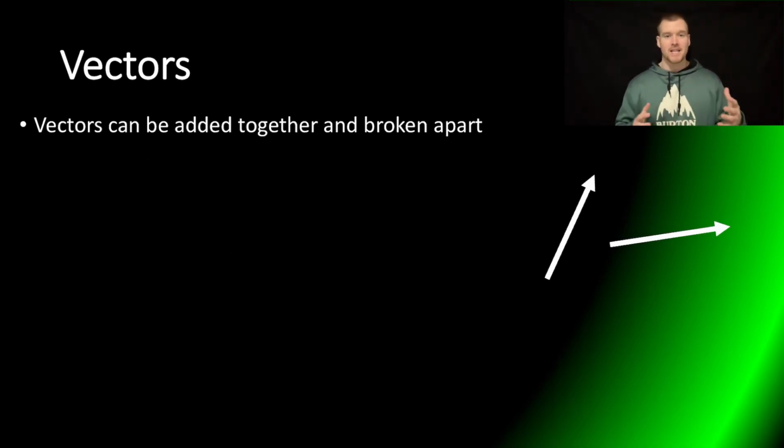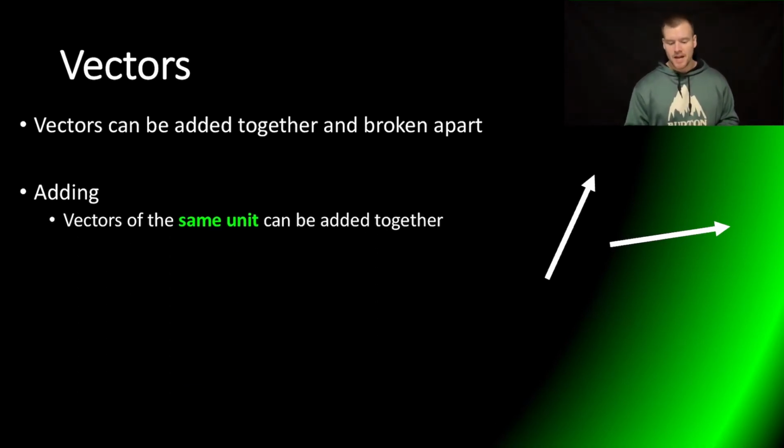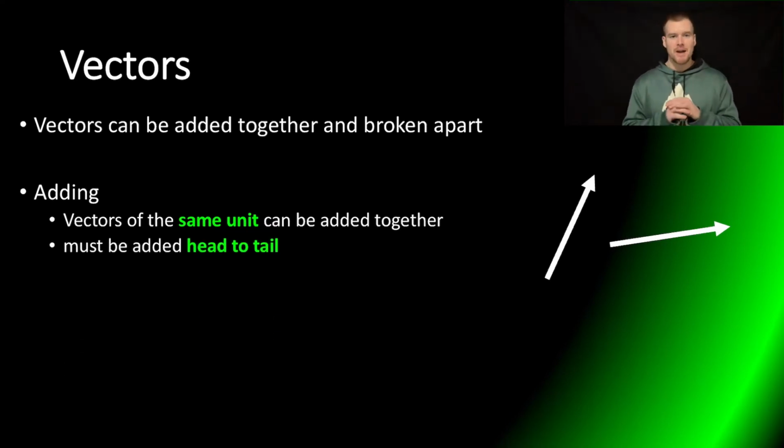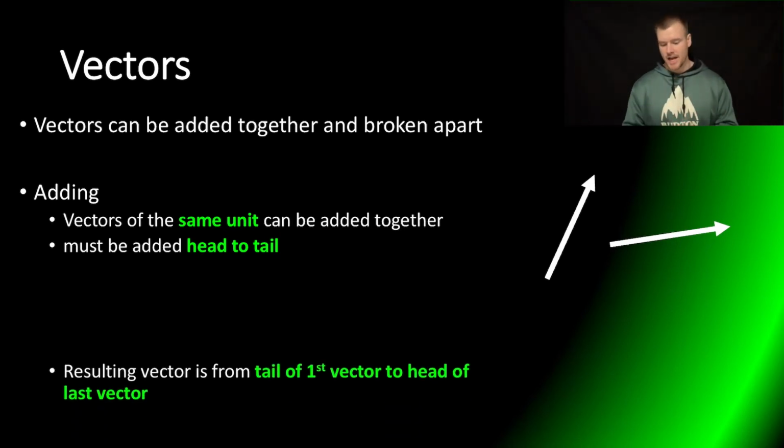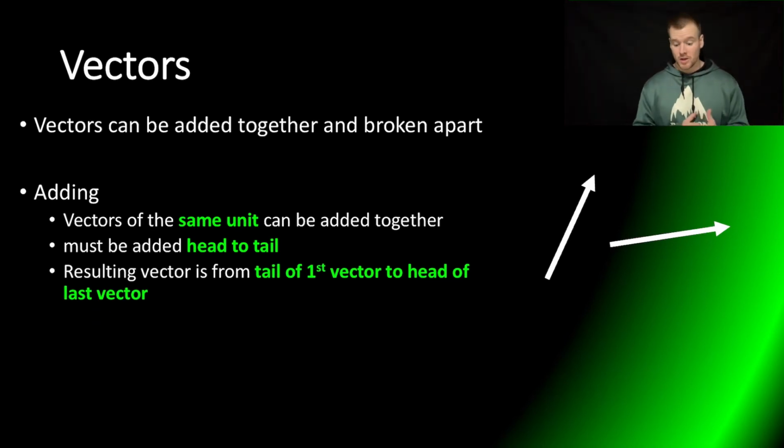First, vectors can be added together and they can be broken apart into their components. Let's start with adding them together. It's important to make sure they're the same unit. If you were adding different velocities and one was in kilometers per hour and the other was in meters per second, that's not going to work. You also have to make sure they're the same term. You wouldn't add a displacement to a velocity. When adding vectors, it doesn't matter the order as long as they're added head to tail, one after another. Your resulting vector will be from the tail of the first to the head of the last. I would say second, but there could be more than just two.